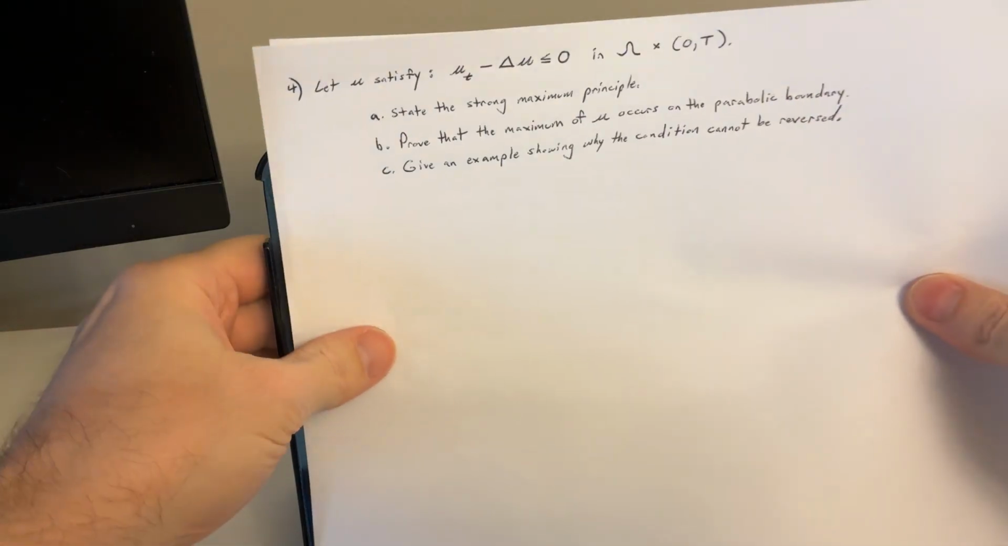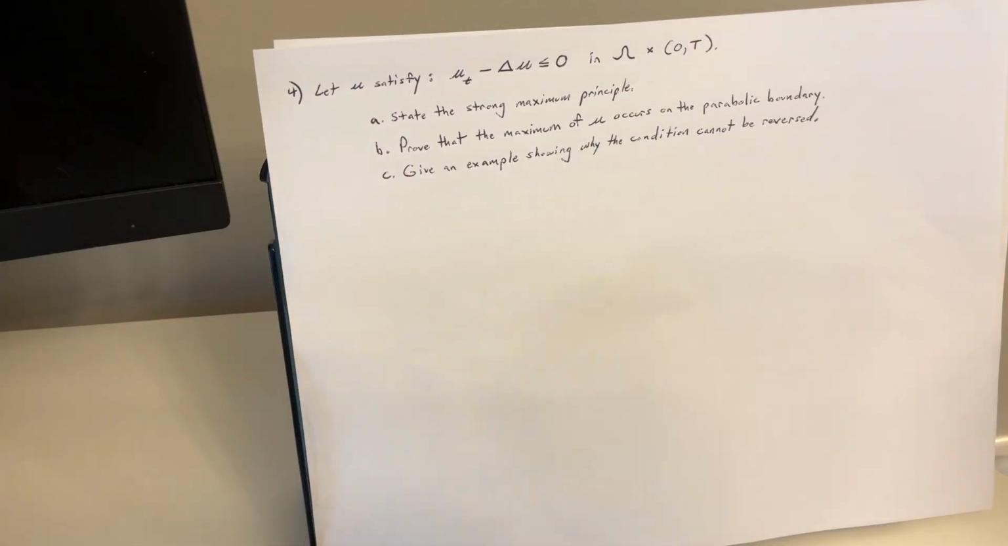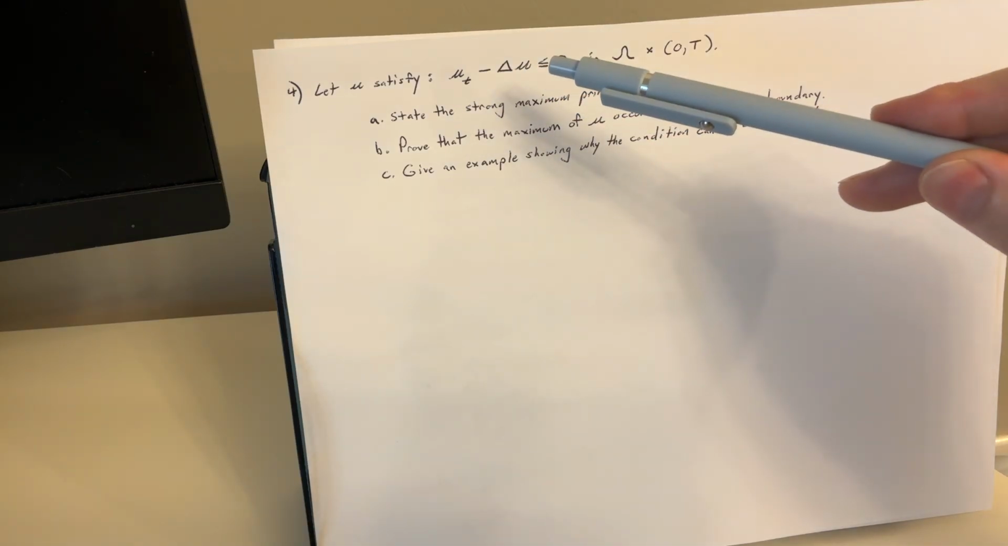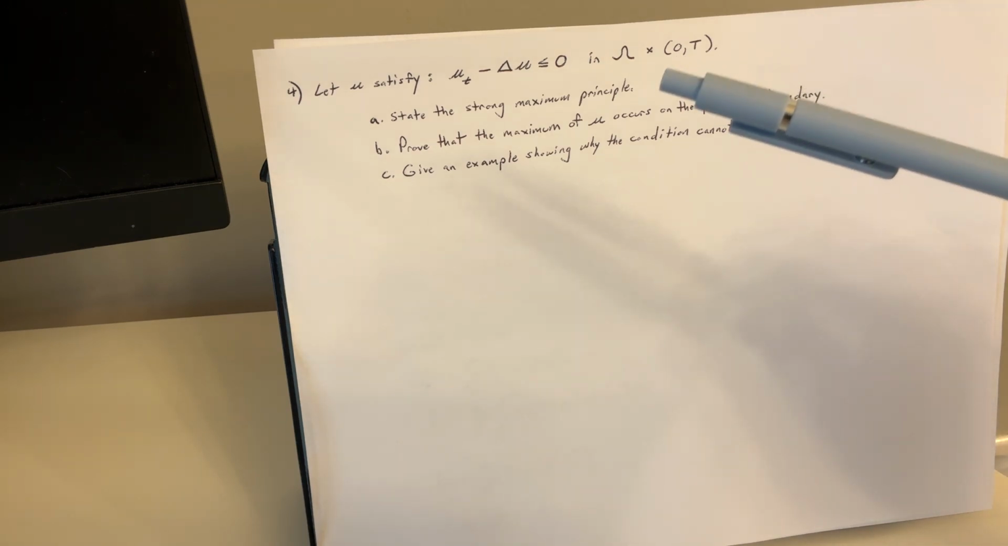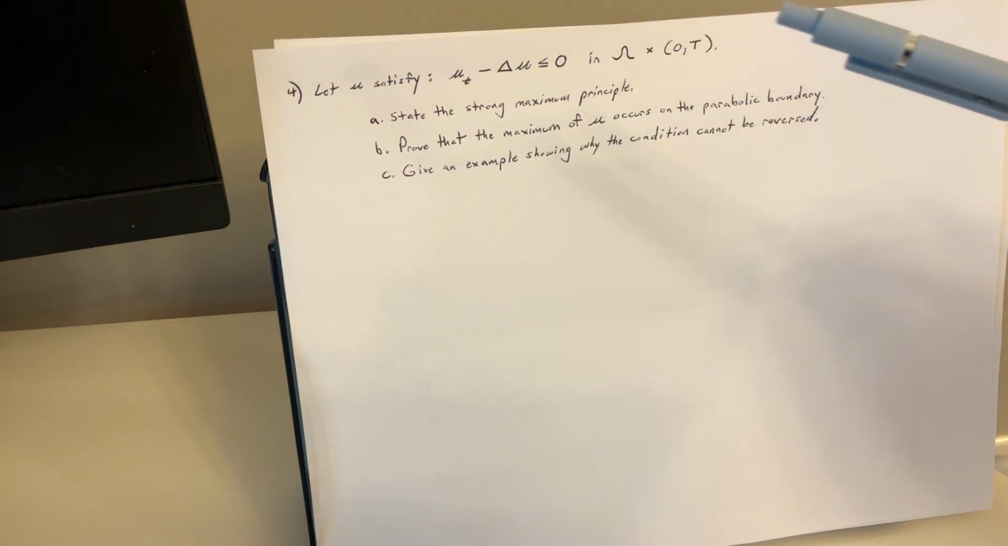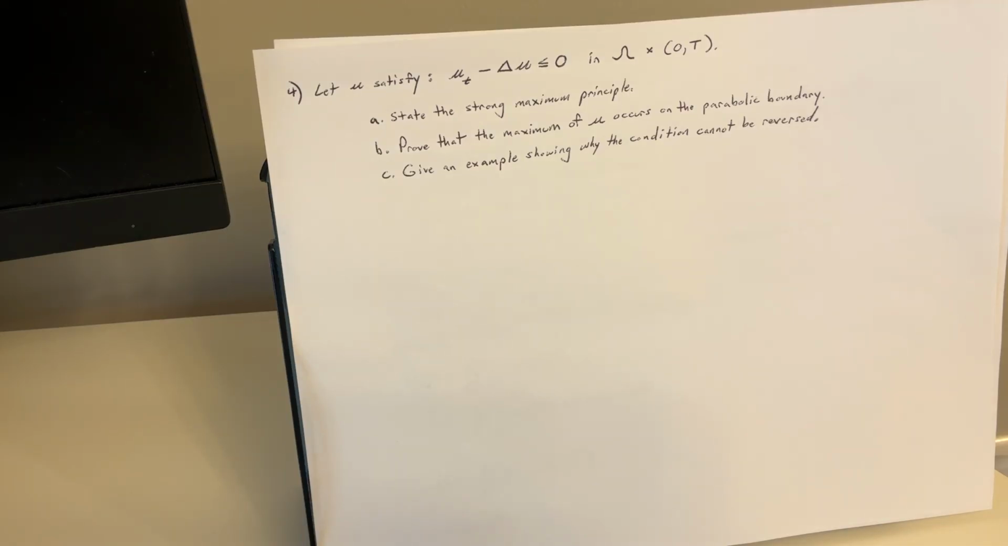So moving along, let's take a look at number 4, and you can get this down. Again, I'm going at a quick pace. Please forgive my very poorly drawn omegas. Let u satisfy this differential equation, well, not equation, it's an inequality. We have u sub t minus the Laplacian of u less than or equal to 0 in omega cross 0 to t. State the strong maximum principle. Prove that the maximum of u occurs on the parabolic boundary, and give an example showing why the condition cannot be reversed. So this is number 4.